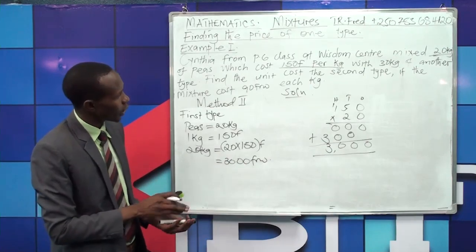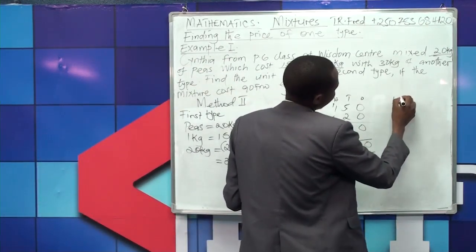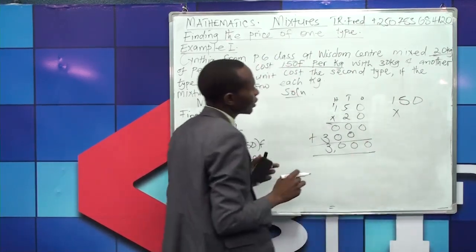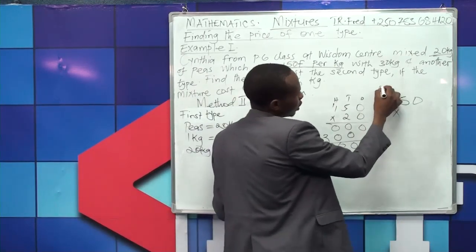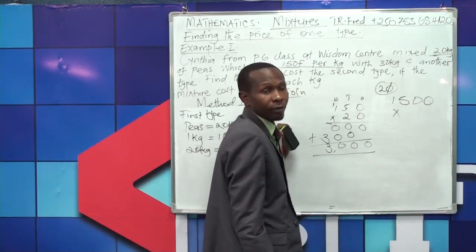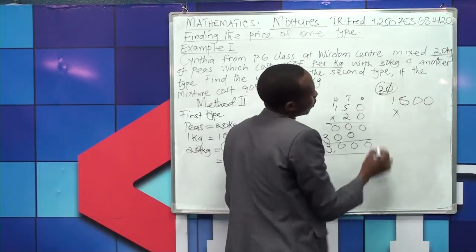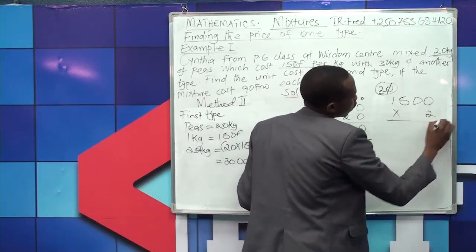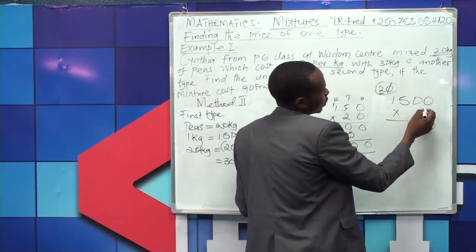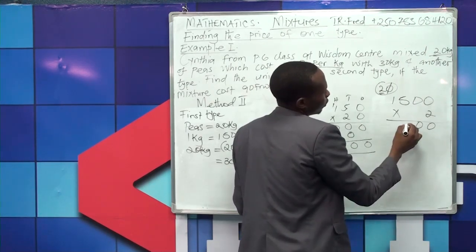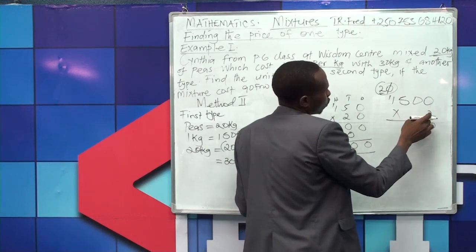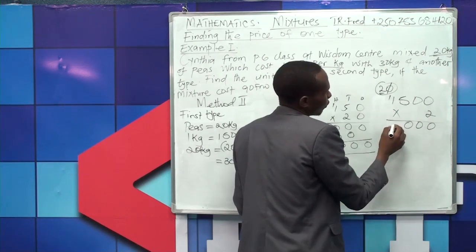Another person can also say 150. Instead of multiplying by 20 here, first cancel this zero and add it here. After adding that zero up there, what do you remain with? You remain with the 2. So you come and multiply by 2. So you say 2 times 0, it will give us 0. 2 times 0, it will give us 0. 2 times 5, it will give us 10. 10, we shall write 0 and we regroup 1. 2 times 1, 2 plus 1, it will give us 3.